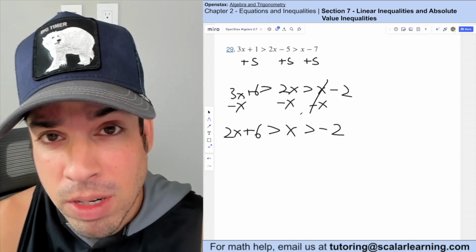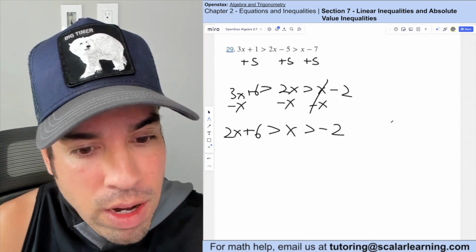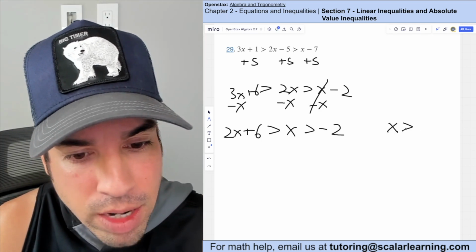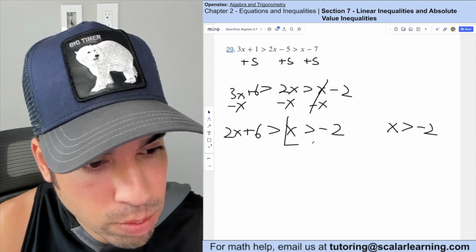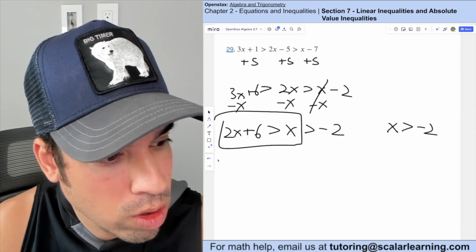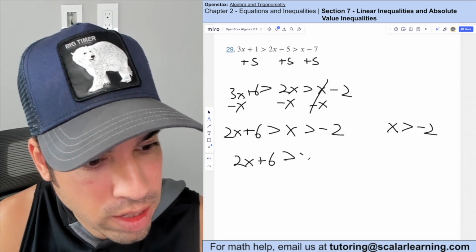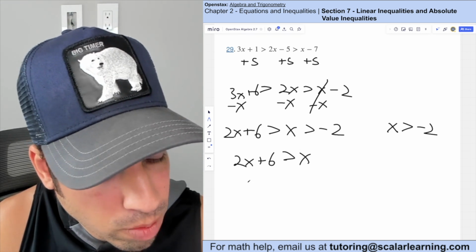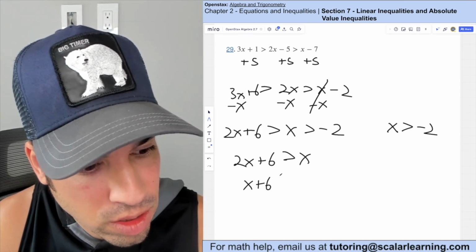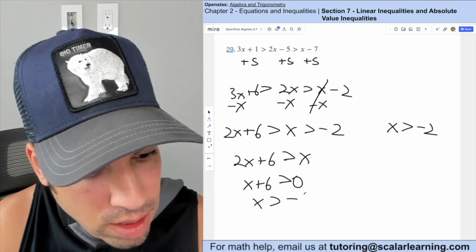So now I'm going to split this compound inequality up. And of course, in a compound inequality, it's all an and situation. All right. So we're seeing where x is greater than negative 2. So I'm just looking at this portion here. And then we're going to look at just this portion here as a separate inequality. That's going to be 2x plus 6 is greater than x. I'm going to subtract x from both sides. That's going to be x plus 6 is greater than 0. Subtract 6. X is greater than negative 6.